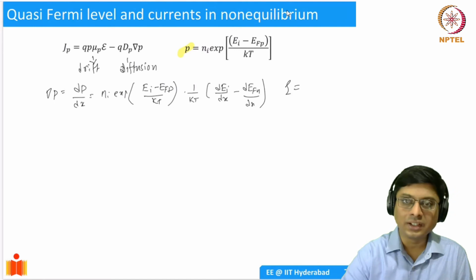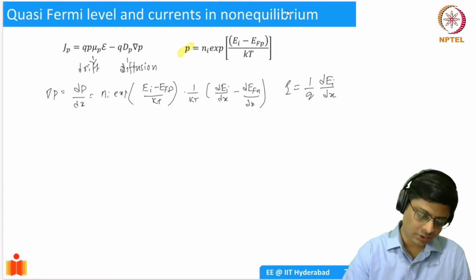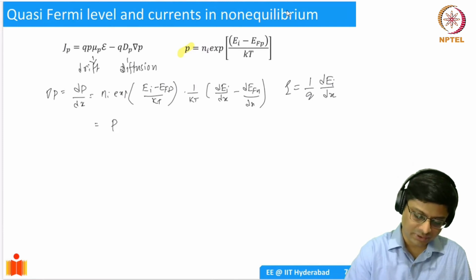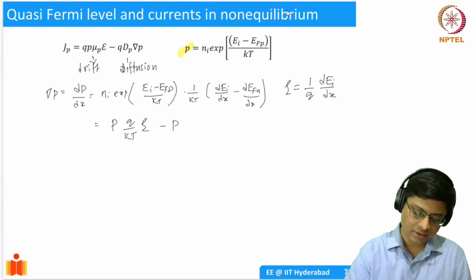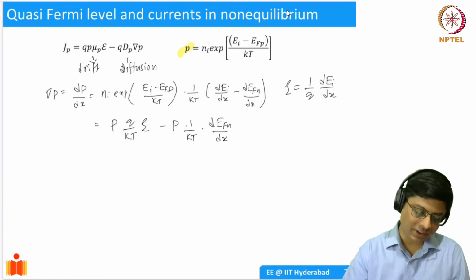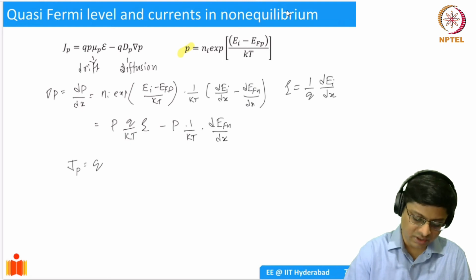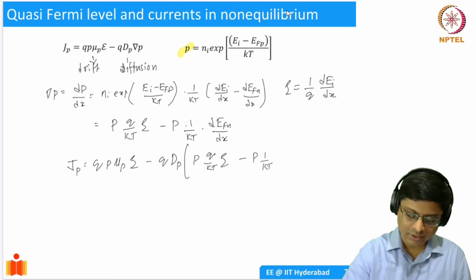Remember, we said electric field is going to be 1 over q times dEI by dx. Okay. So we can substitute that into this expression. So this is going to be, I'll replace it by simply P times q by kT, dEI, I'll write it as q into E. So that's what is going to happen. Minus P into 1 over kT dEFN by dx. Okay. This is a simplification, right? So now let us put it back into the current expression. So we simply took the derivative of the carrier density. Let's put it back into the current expression. So Jp is going to be q p mu P E electric field minus q Dp times dP, and then the expression above, basically P times q by kT E minus P into 1 by kT times dEFN by dx.